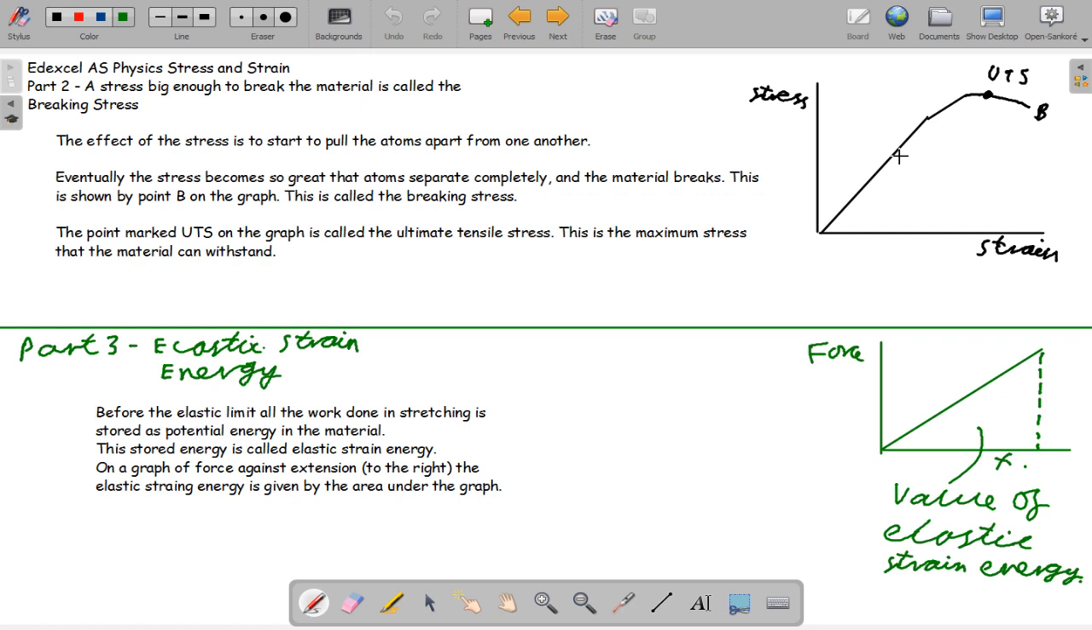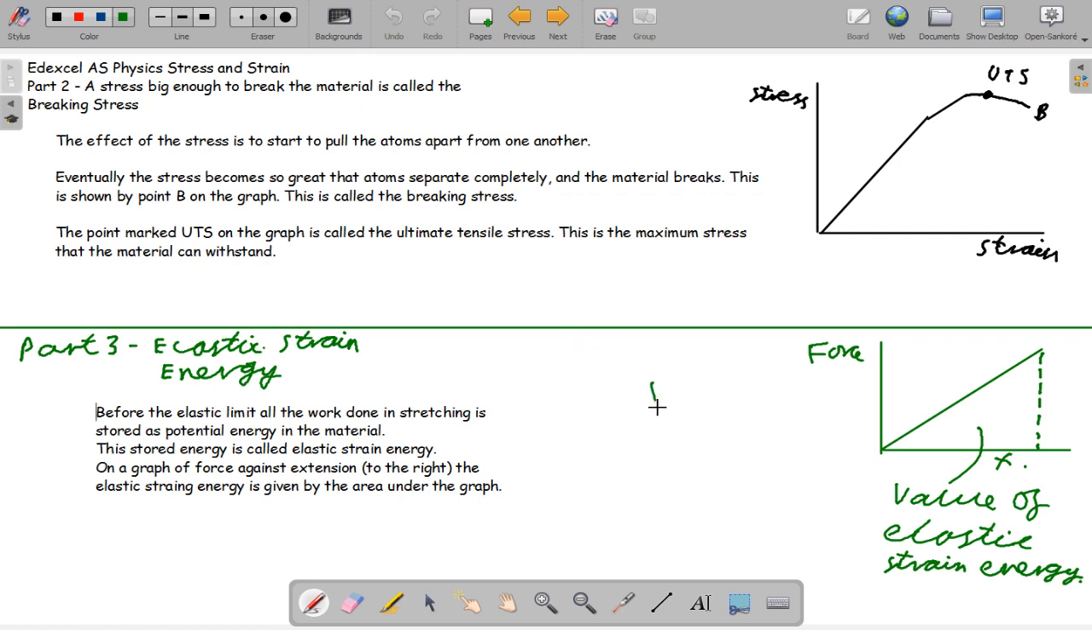You can also store elastic strain energy, which is the energy stored in a stretched material. Before the elastic limit, all the work done in stretching is stored as potential energy in the material. This stored energy is called elastic strain energy. On a graph of force against extension, the elastic strain energy is given by the area under the graph. I've just put X here for extension because I haven't got room to fit it in as I have such huge handwriting. So this triangle is the value of the elastic strain energy.